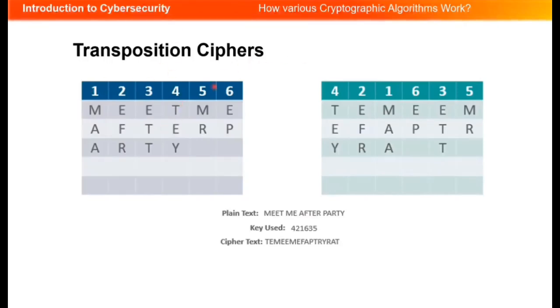Also, we see these transposition ciphers. We can see here this message, "meet me after the party," or "meet me after party." These are the positions right now, and then it's ciphered. The key used here is 421635, which gives us this. Now, what we need for transposition is for somebody to know what position to convert it back to, and they'll be able to read the message.